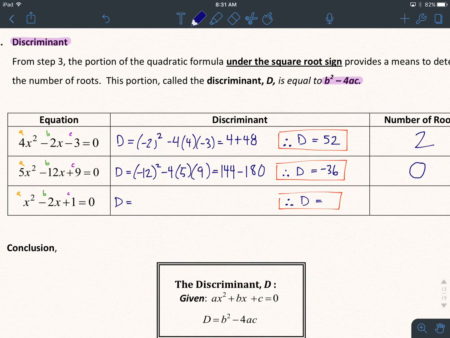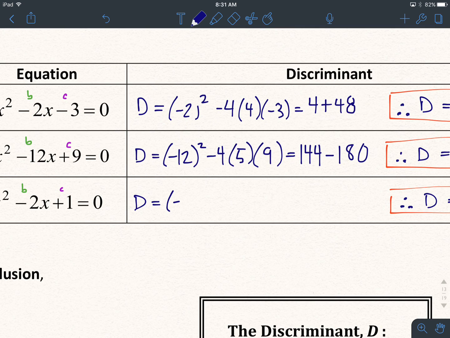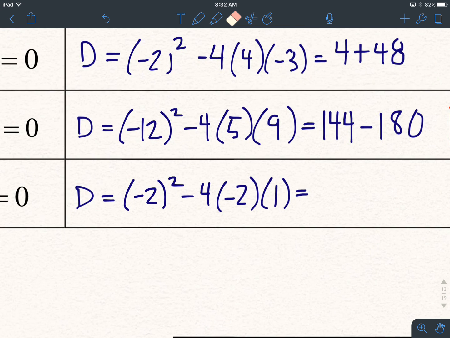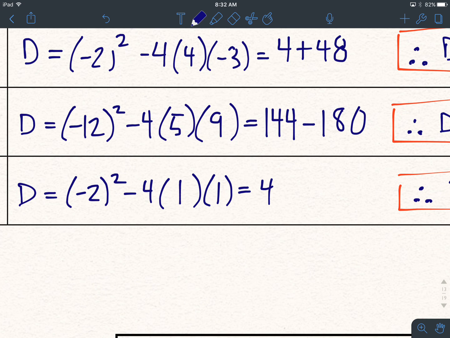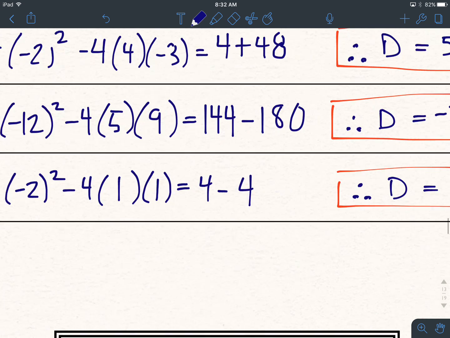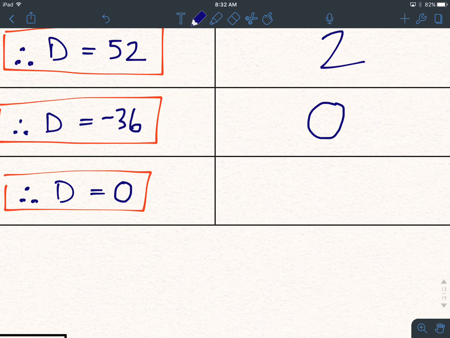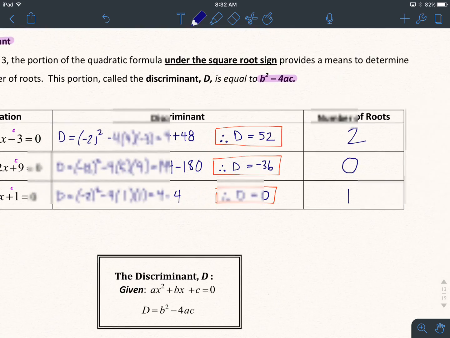Final example, we take our b squared minus 4 times a times c. That's going to equal, oh, I'm sorry, made a little copy error there. That should be a 1. And that's going to give us 4 minus 4, which is going to give us a discriminant value of 0, which we know corresponds to 1 real root.